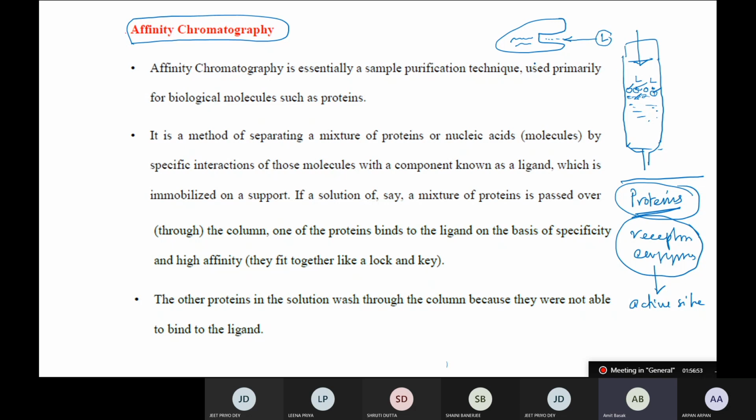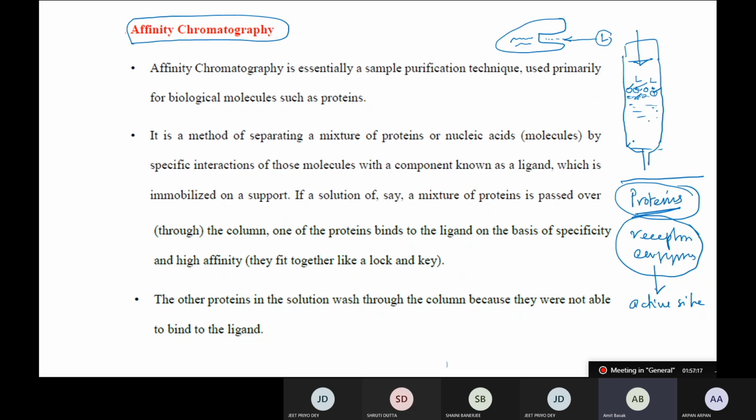So this is what is called affinity. That means you are making the gel to have affinity with one of the enzymes or one of the proteins. Here enzyme is the example, one of the proteins in the mixture. So that gets stuck because of the affinity with L. Okay. So other proteins go through.